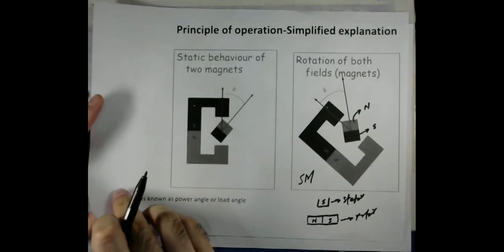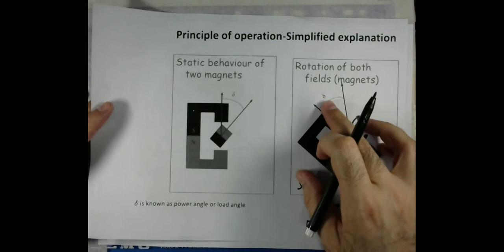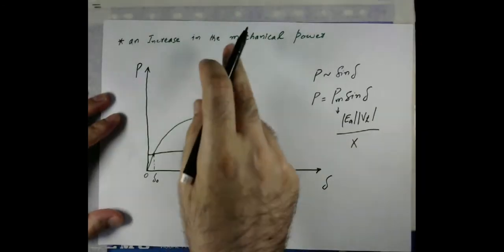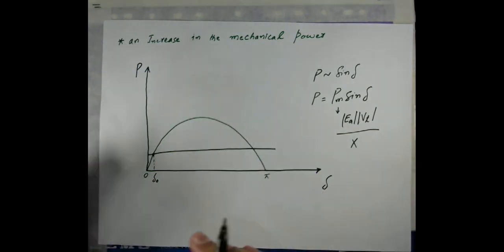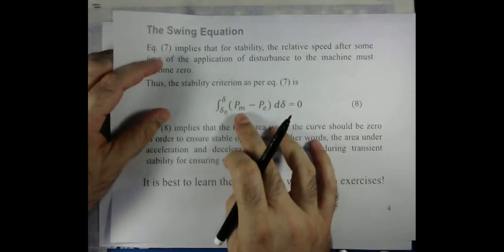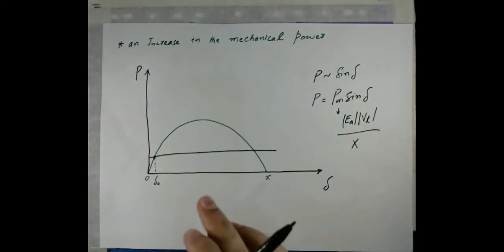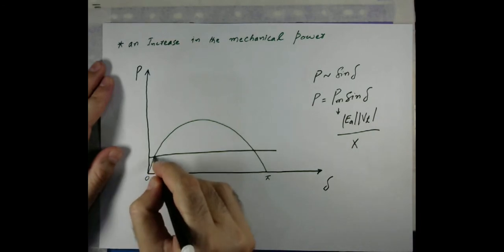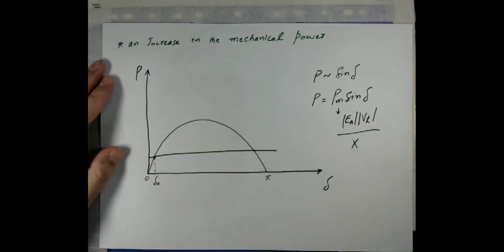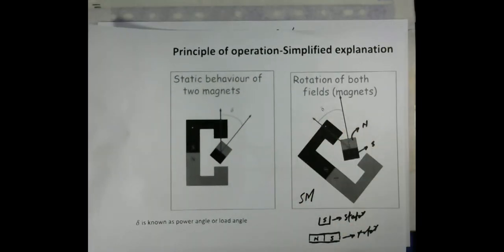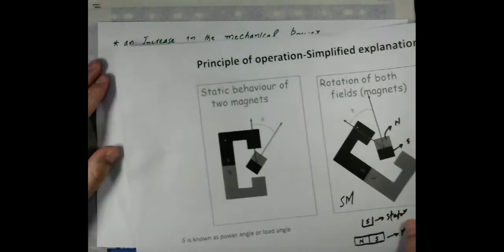So we have an angle before any disturbance, what we call delta naught, between the two fields. As I discussed, we can explain this equal area criterion by either considering a decrease in the electrical power or an increase in the mechanical power. Now let's take the case where we consider an increase in the mechanical power. The machine is running at this angle and the speed is synchronous because it's a synchronous generator, before any disturbance.